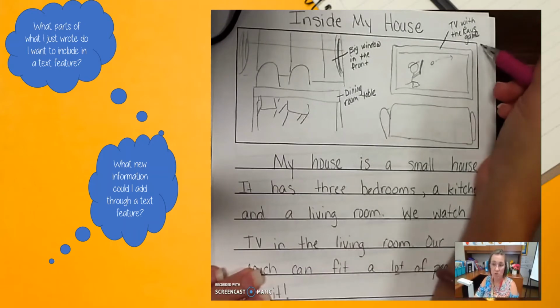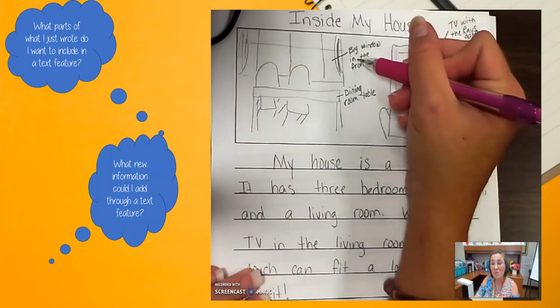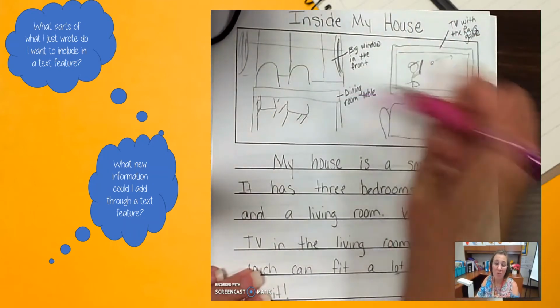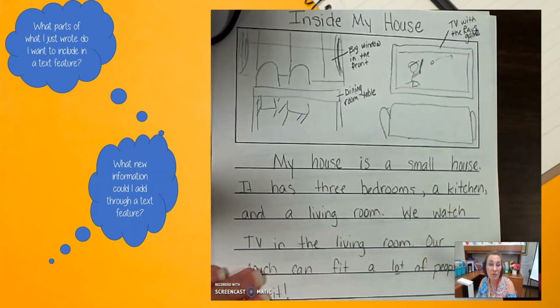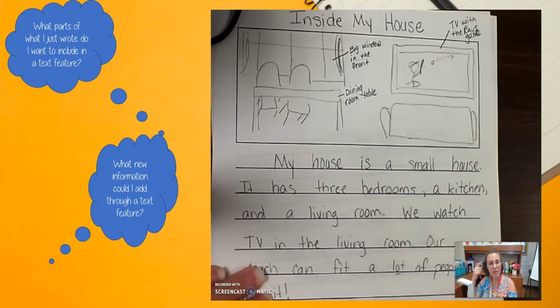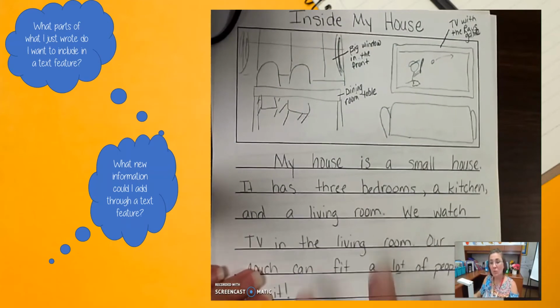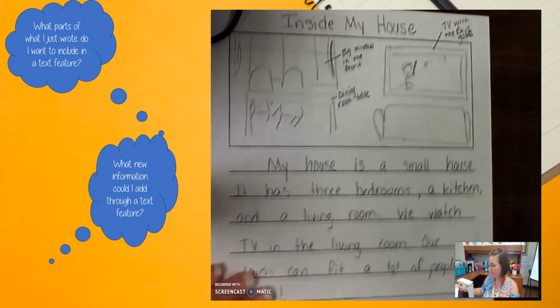So do you see how I added some new information I didn't put anywhere in my writing, that we usually watch the Rays game on TV, or we have a big window in the front of our house, or that we have a dining room table? So those labels give my readers new information that's not in the text. So did you see how I did that? I thought, what information did I write about that I could also put in a text feature?